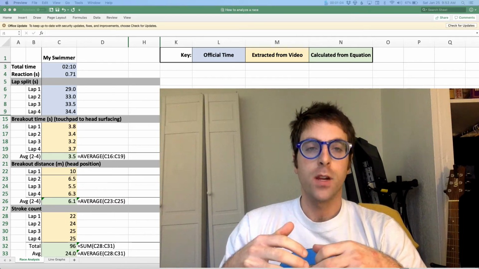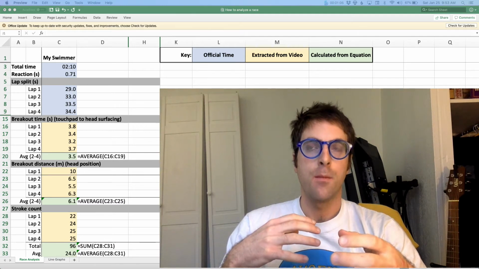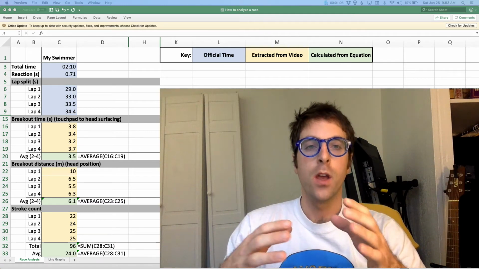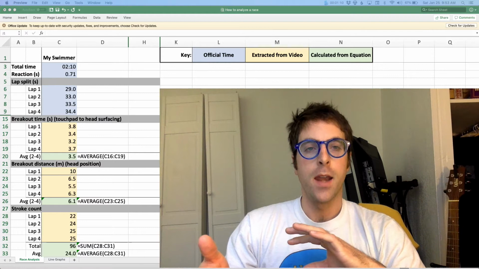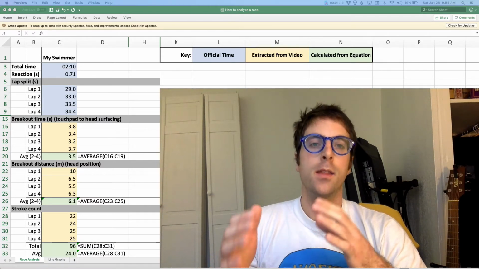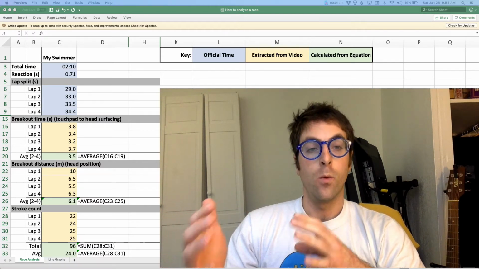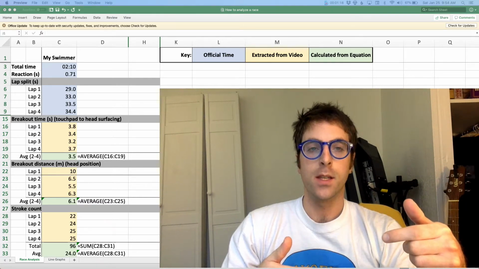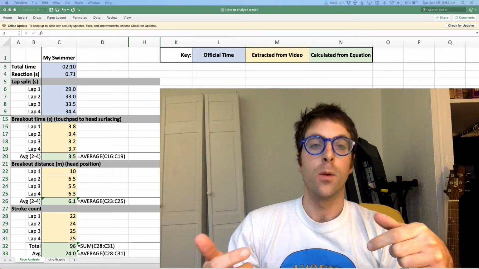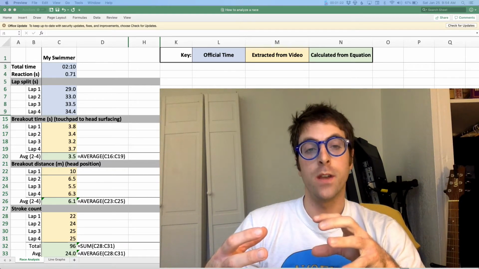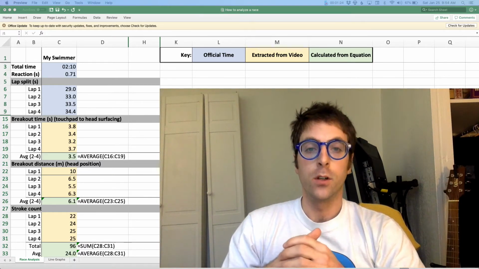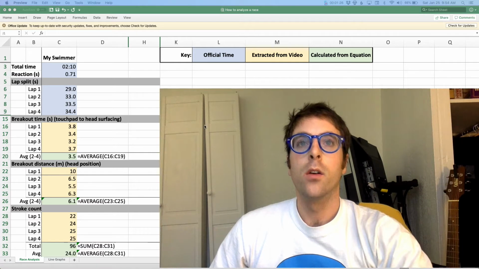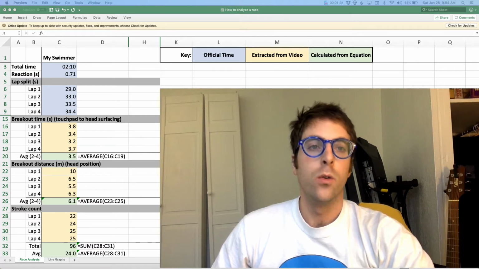And then the second reason would be to be able to compare yourself to yourself. So if you identify an area of the race that you want to work on, then you can analyze the race one time and then analyze it again after you've tried to improve upon those things and see how your performance has changed in that particular phase of the race as well as the overall time. So I'm going to go through and show you how I do this.